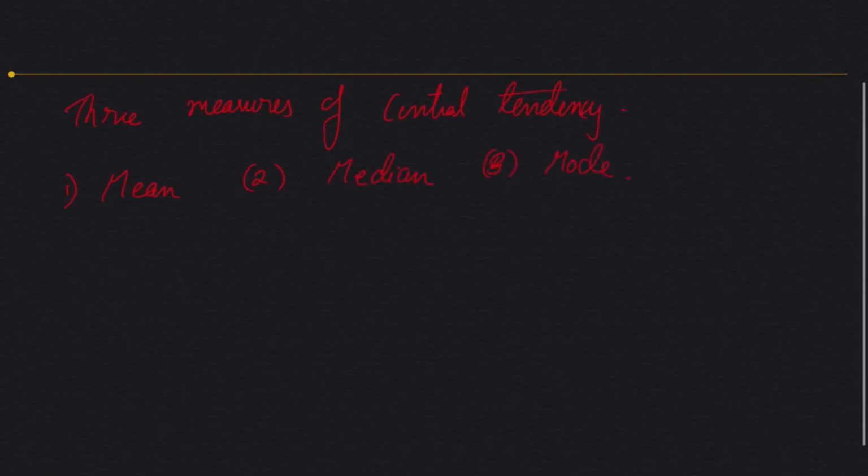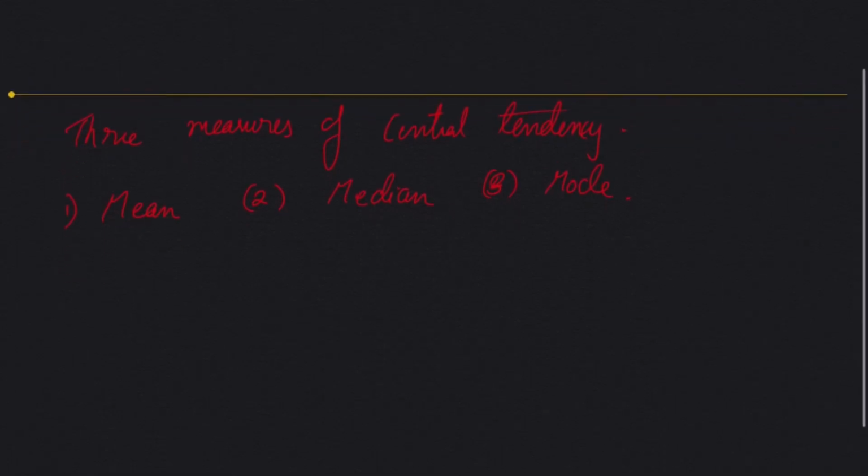So now in class 10 we are just going to extend the study of these three measures of central tendency: mean, median and mode. At the same time we will also learn another graph that is called the cumulative frequency curve. But our main emphasis in class 10 will be on these three measures of central tendency: mean, median and mode.